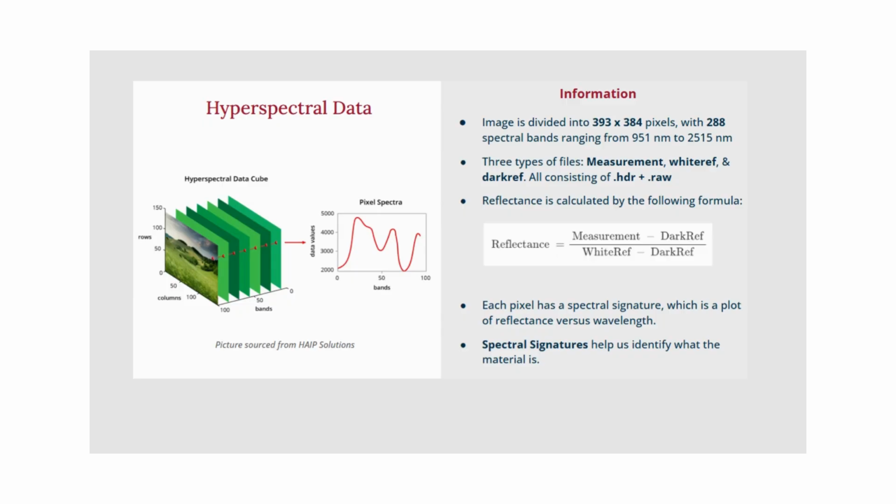And so when using these values to calculate reflectance, we take the raw measurement and subtract the dark reference, which is basically the initial noise at the beginning of the sensor, and divide all this by the white reference, which is basically how much radiation or reflectance the sensor would have captured fully, minus the initial noise. And so that would give us the reflectance, and when plotting the reflectance versus wavelength, we would see a spectral signature, and these spectral signatures would help us identify what the material is.